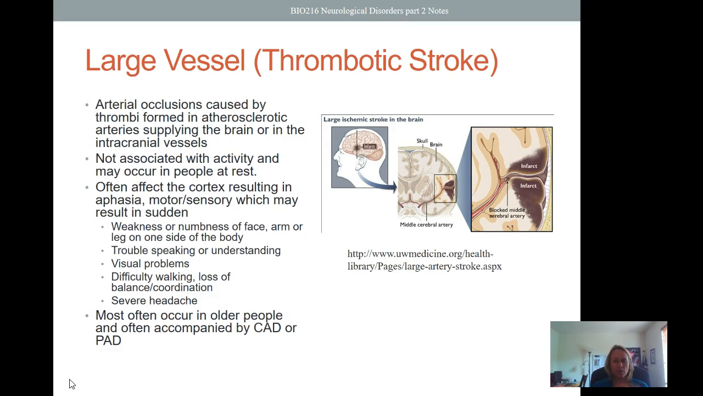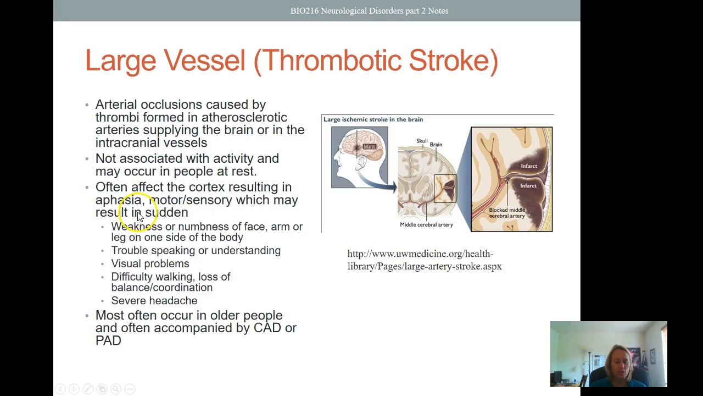Large vessel or thrombotic stroke. This is where we have arterial occlusions by the formation of thrombi in atherosclerotic arteries that supply the brain or in intracranial vessels. This is not associated with activity and can occur in people at rest. These often affect the cortex, resulting in aphasia if we have damage to Broca's area or Wernicke's area, and motor and sensory damage: motor in the frontal cortex, sensory in the parietal cortex.